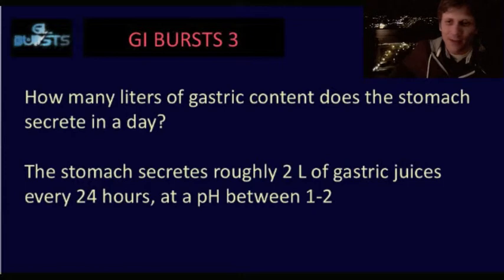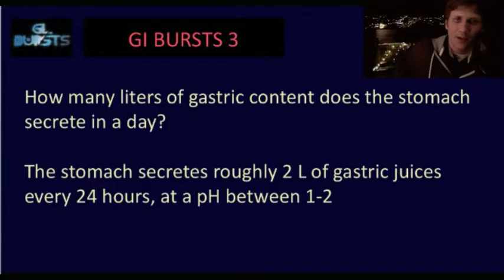Now on intermittent suction, if the patient was not totally obstructed and their GI tract was working, you could expect less than 2 liters. So there's a few factors at play when it comes to managing an NG tube, but in the back of your mind, just remember that the stomach normally secretes about 2 liters of gastric juices in a day.